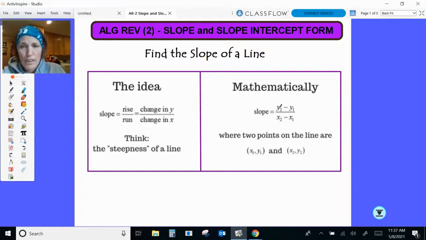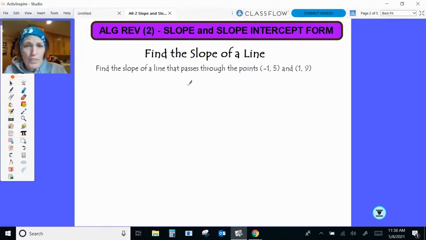Mathematically, my slope is y2 minus y1 over x2 minus x1. Now with that, it doesn't really matter which point is the first coordinate, which point is the second coordinate. It just matters that you're consistent with it, okay? And so you just have to calculate your points consistently. So find the slope of a line that passes through the points (-1, 5) and (1, 9). Now, like I said, it doesn't matter if this is x1, y1, and this is x2, y2, or if this is x1, y1, and this is x2, y2. It doesn't really matter as long as you're consistent with how you calculate your slope.